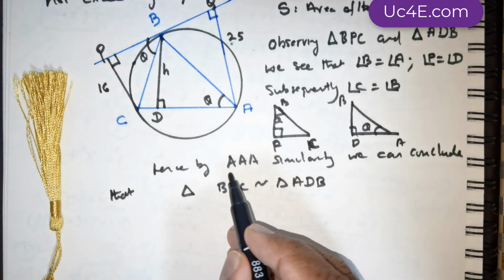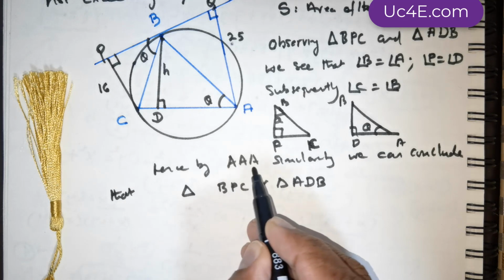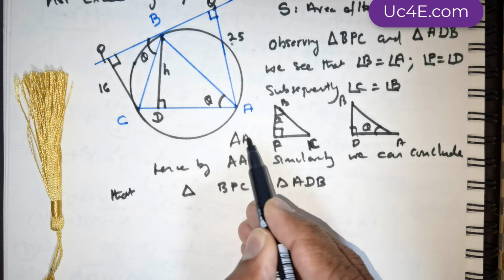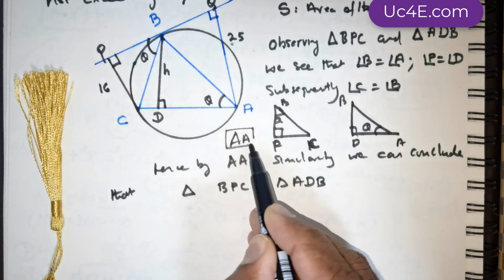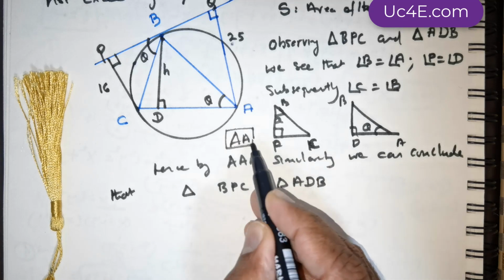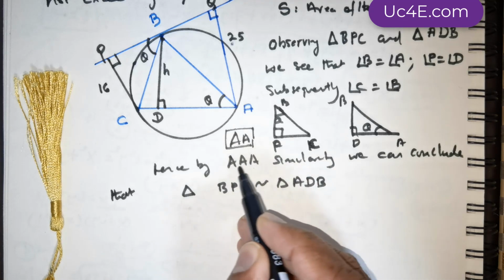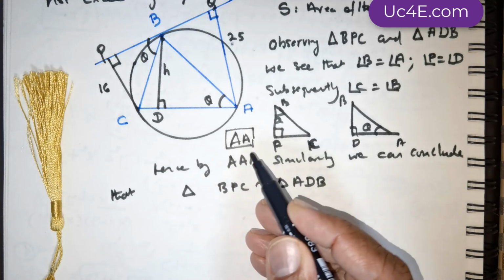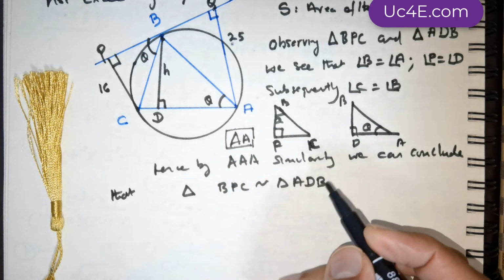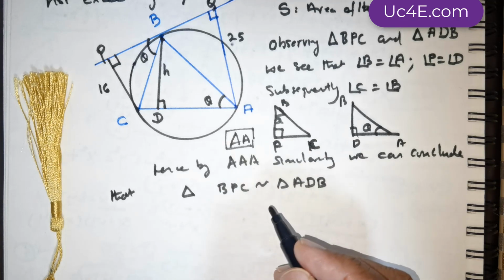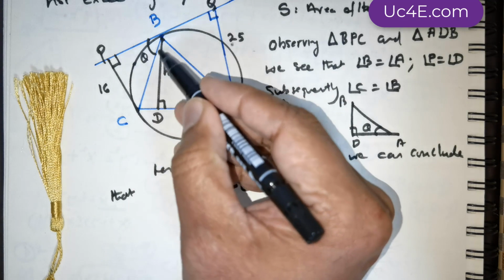Now we do not have to specify AAA similarity, because the moment we get two of the angles equal, we can instantaneously use AA similarity. There isn't much difference between AA and AAA, because when two angles are the same, naturally the third angle for these triangles would also be equal.